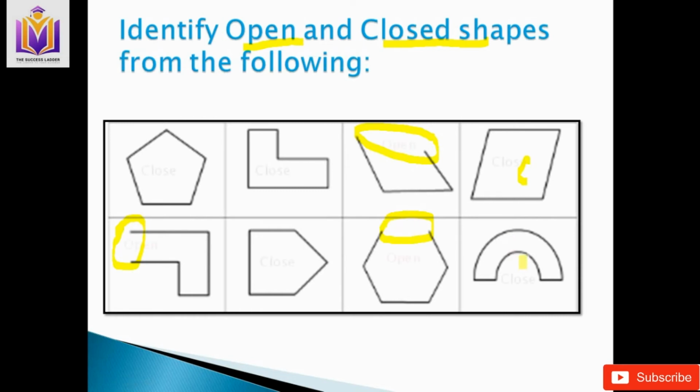So here are the answers. There are 1, 2, 3, 4, 5 figures that are closed and 3 figures that are open. So I hope it is clear now.